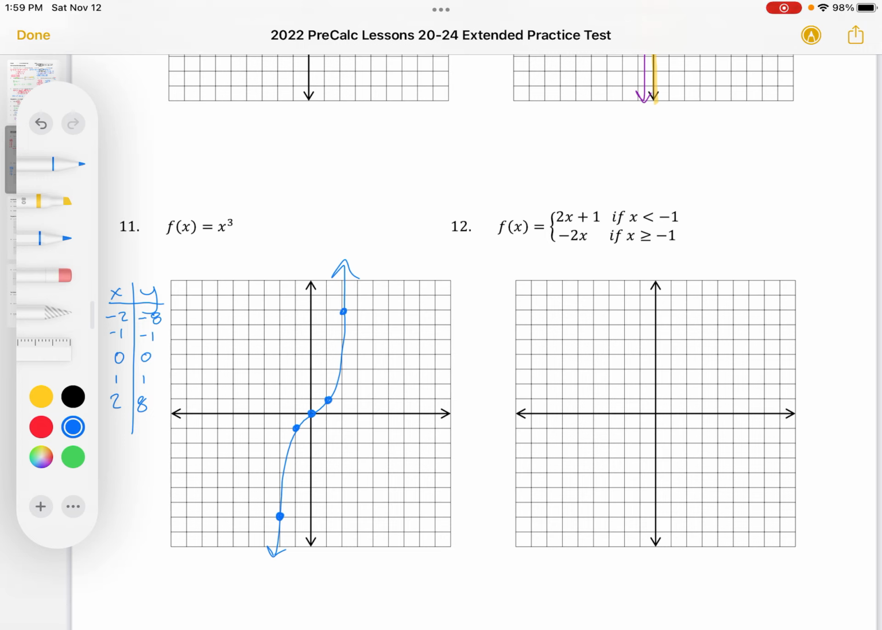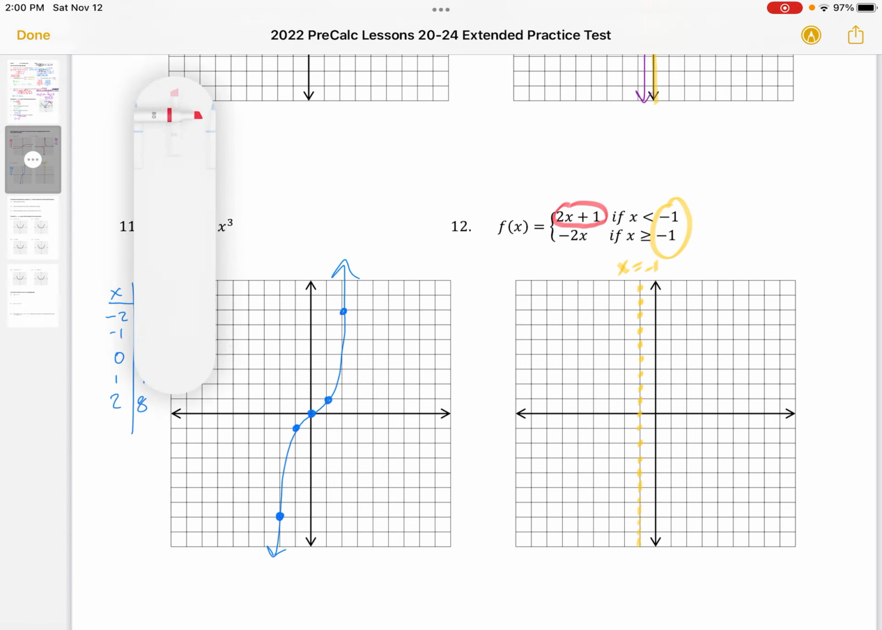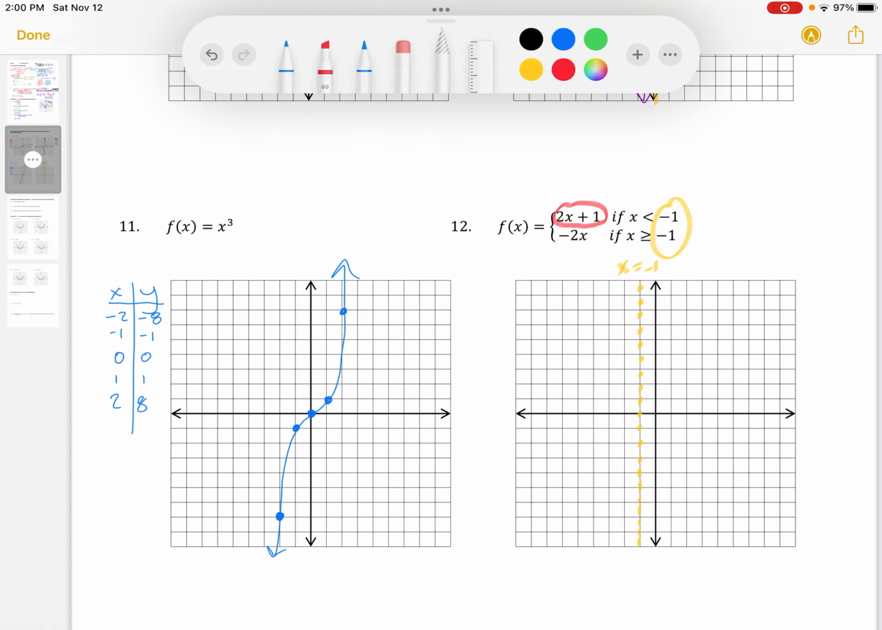All right, now our last graph on this page is a piecewise function. What I like to do is locate that on my graph. So I know that at negative 1, my first graph is going to stop, and then my second graph is going to start up. So I sometimes like to put a vertical line through that x value. So this is x equals negative 1 right here. All right, so I'm going to do this top function. And that function is just a line. It's linear, 2x plus 1.